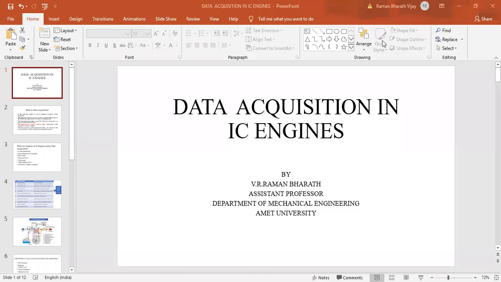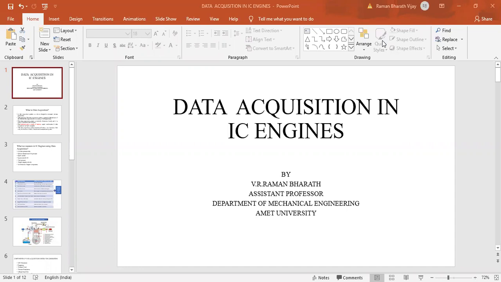In today's class, we will see what is data acquisition in IC engines. This comes under Unit 5 in the subject Advanced IC Engines. It is a small topic. So, what is data acquisition in IC engines?